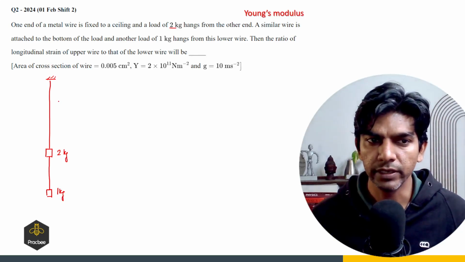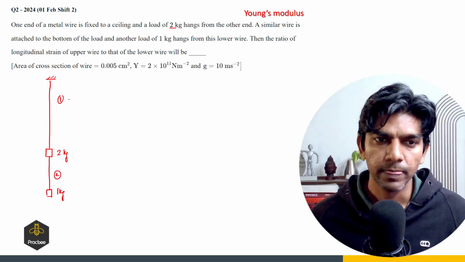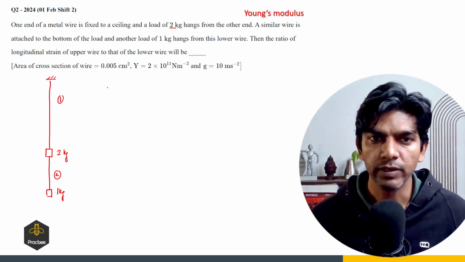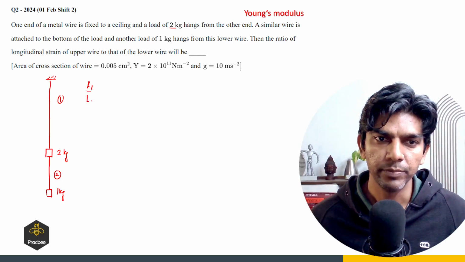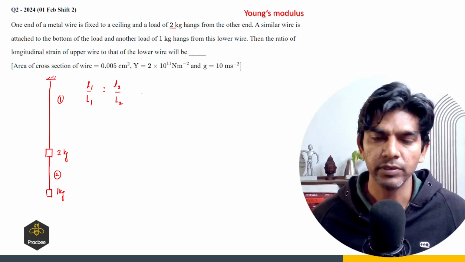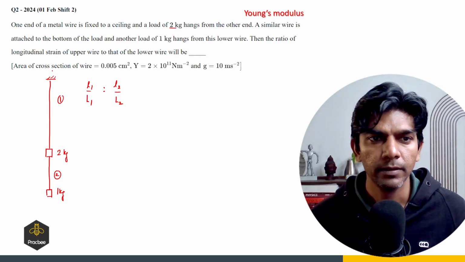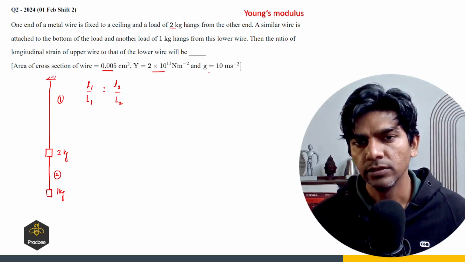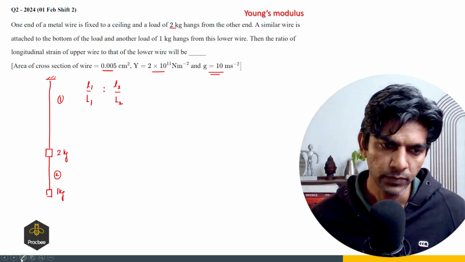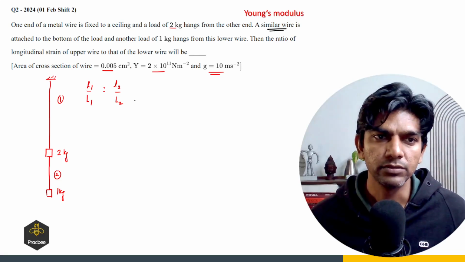So we have to find the strain. Let me call this wire 1, this wire as 2. So longitudinal strain in wire 1, we have to find the ratio, right? So let me call it small l1 by capital L1, ratio of small l2 by capital L2. Right, so similar wire is given, right? So then area of cross section is also given, Young's modulus is given, both are like steel wire, and g is 10 meters per second square. They are saying similar, so I'm assuming their length is also same, and we have to find the strain.